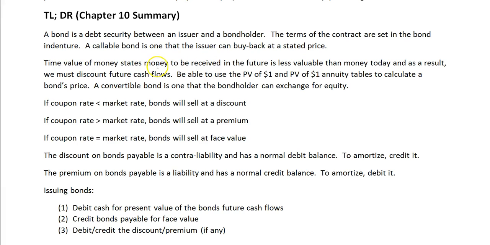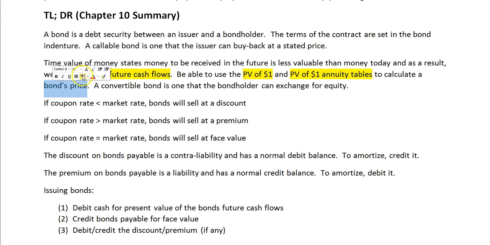Alright, time value of money states that money to be received in the future is less than money received today. As a result, we must discount future cash flows. Be able to use the present value of $1 and present value of a $1 annuity tables. So both types, be able to tell the difference between these two types and use them when appropriate to calculate a bond's price.